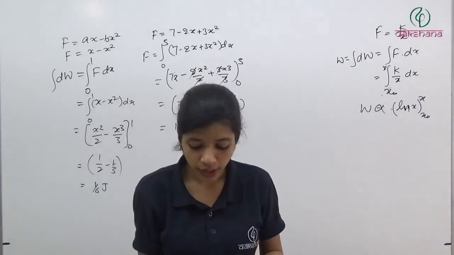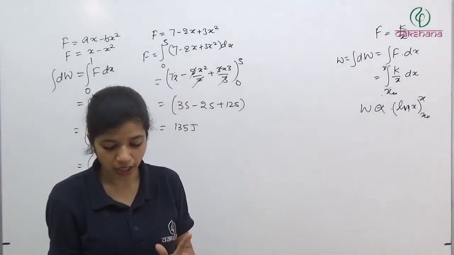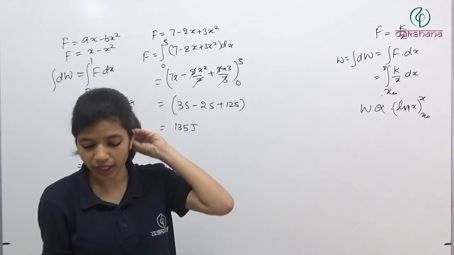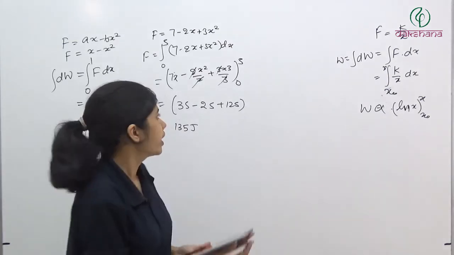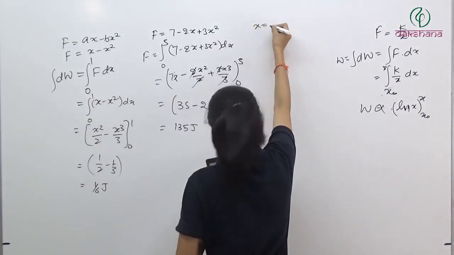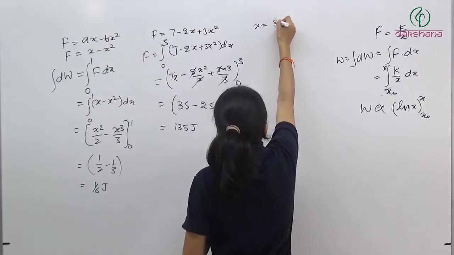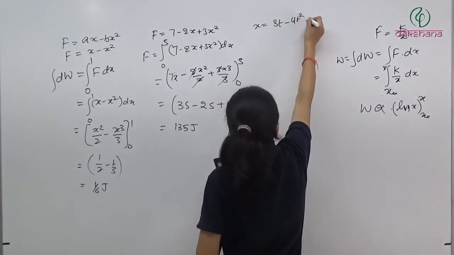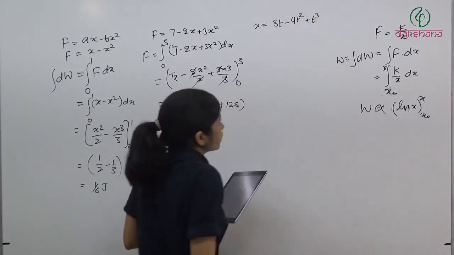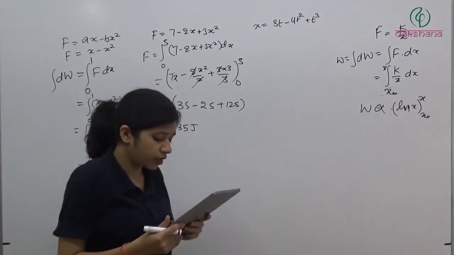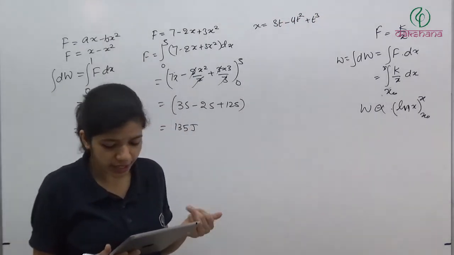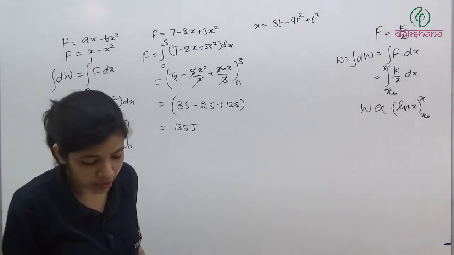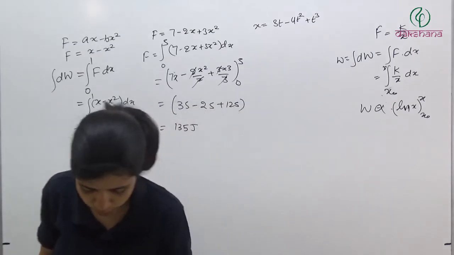Question number B4. A force acts on a 3 gram particle in such a way that the position of the particle as a function of time is given by x is equal to 3t minus 4t square plus t cube. Clear? Now they are asking, where x is in meter and t is in second, the work done during the first 4 seconds.